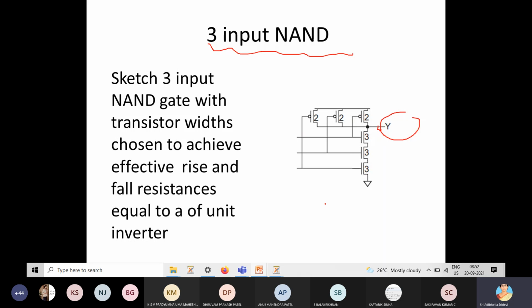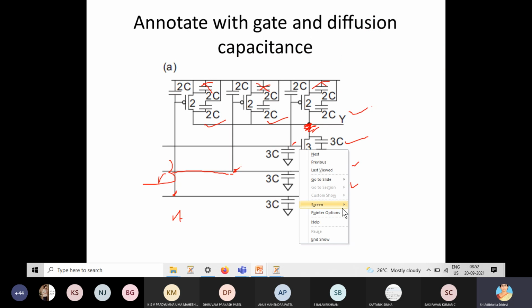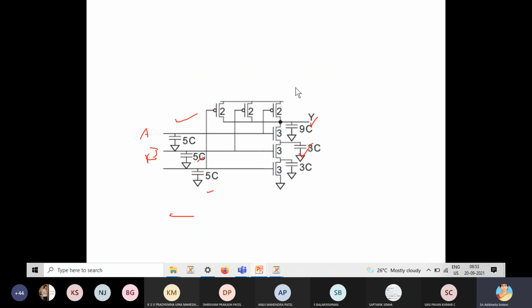and resistance. Generally, if they do not give anything, you have to take beta p by beta n equal to 2. So that's why it is 2, 2, 2, and this is 3, 3, 3 because there are 3 of these. Then you see here, this is the equivalent circuit we have. The source capacitances of the PMOS and NMOS connected to supply and ground are ignored. Then the input capacitance of each is 5C. Here we have 3C, 3C, and here the drain and drain combined give 9C. So this is the equivalent circuit.